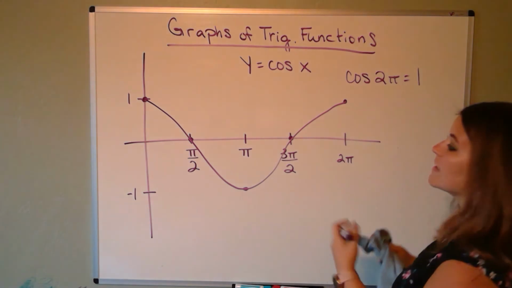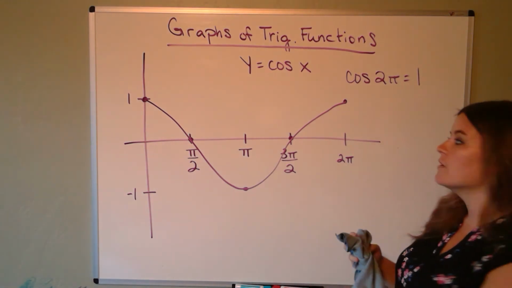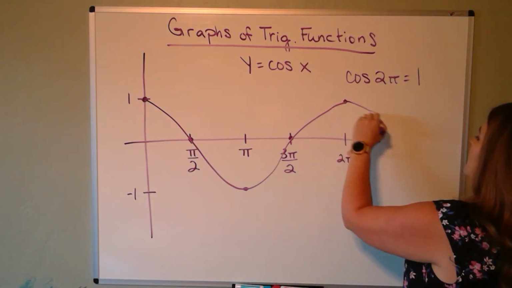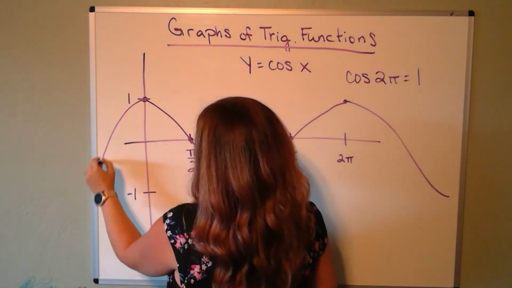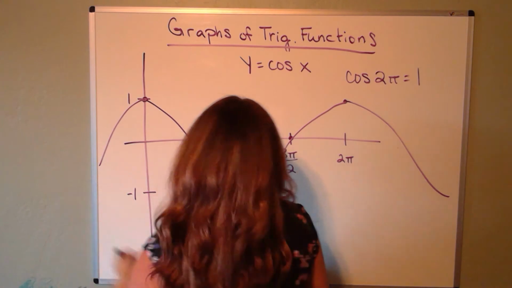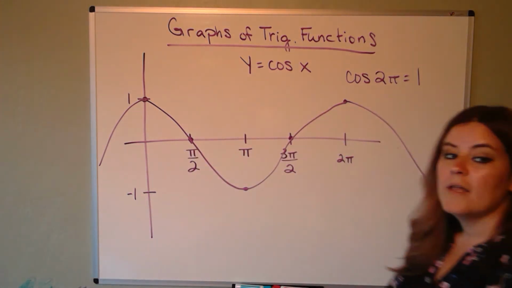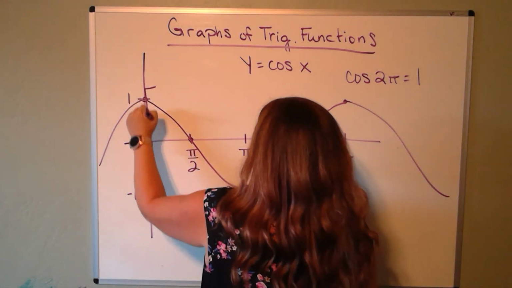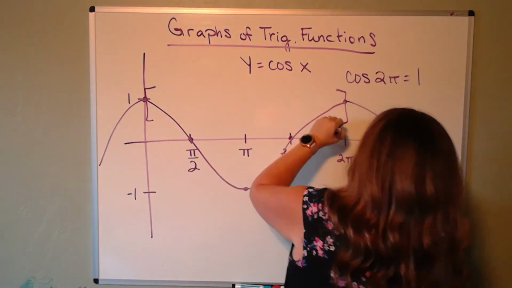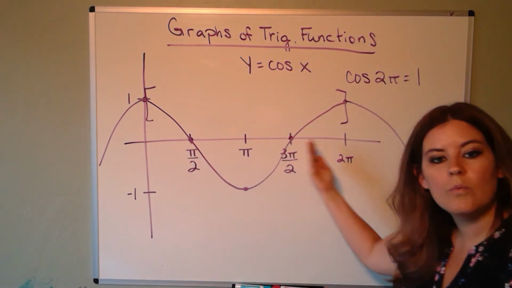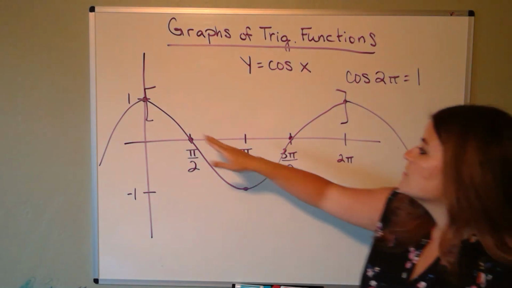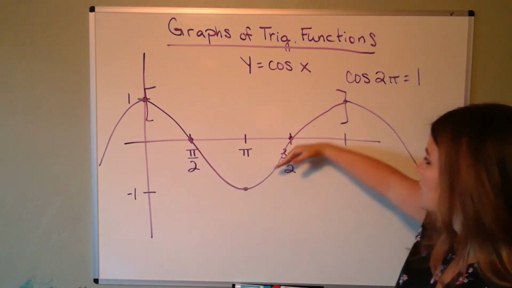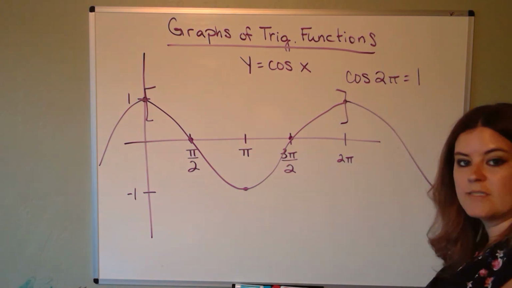And you guys, again, these do go on forever. And if I kept going, it would go down and back up again over here, and it would do the same thing here. It would be going down and back up again. But notice, just like sine, it takes a whole rotation. It takes a whole 2 pi radians to do one full iteration of the wave before it starts again.